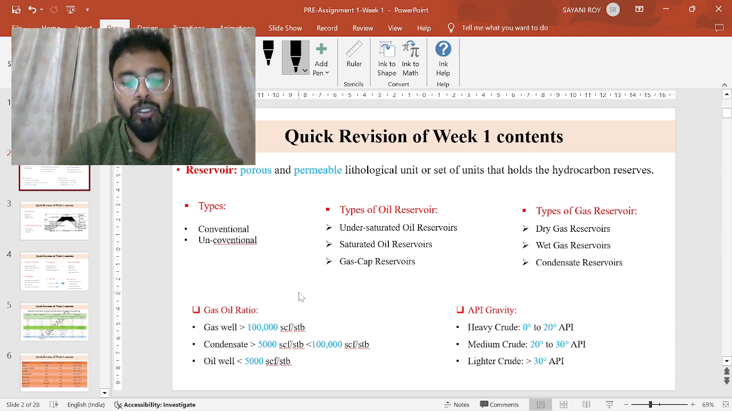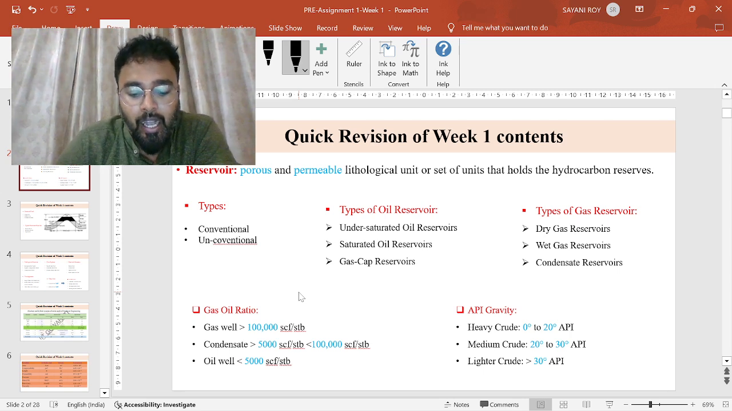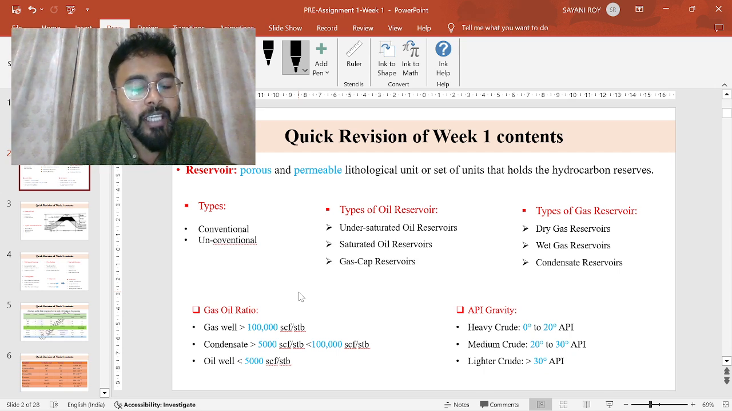So the pores make up the porosity of the rock. The total pore volume makes the porosity of the rock. The hydrocarbons are stored in these pore spaces. The crude oil or gas or whatever petroleum products we get are stored in these pores of the rocks.